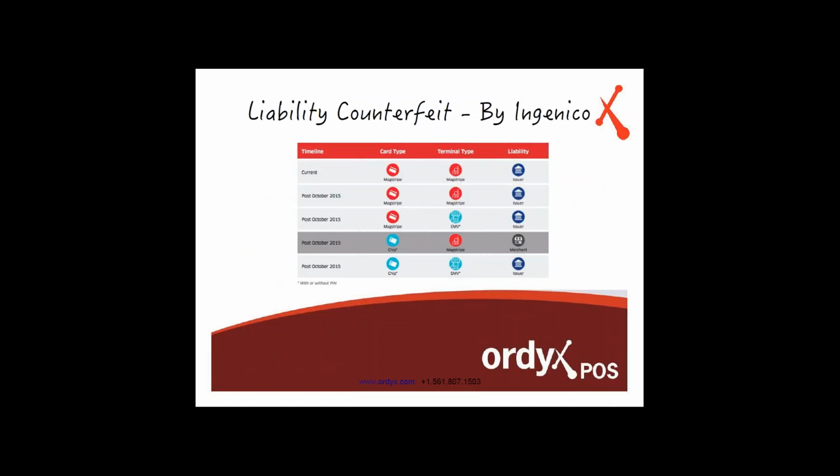If you look at the top line here, it shows that currently, if you have a credit card that's just a magnetic stripe and you swipe that into a regular magnetic stripe terminal, the liability goes over to the issuer. You guys are well aware of that fact.